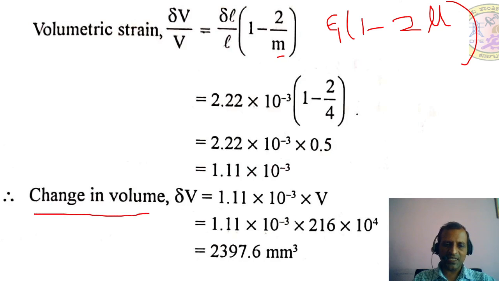So now find out change in volume. Delta V is equal to 1.11 into 10 to the power of minus 3 into V.